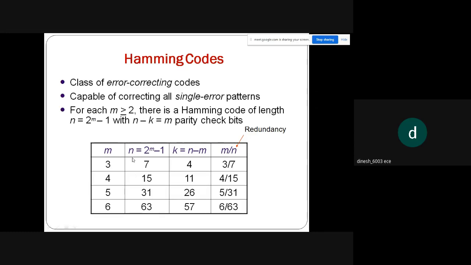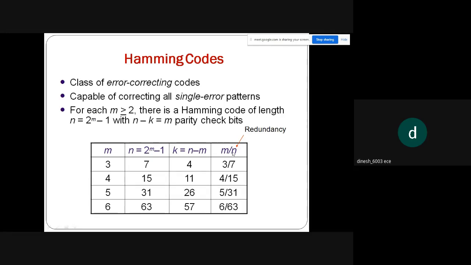So then what will be my n? Simply substitute 2 power m. m is 3, so 2 power 3 is 8, 8 minus 1 is 7. And how to find k? From the formula n minus k is equal to m, rearranging mathematically, you get k is equal to n minus m. n is known, 7, m is known, 3, so you get 4.